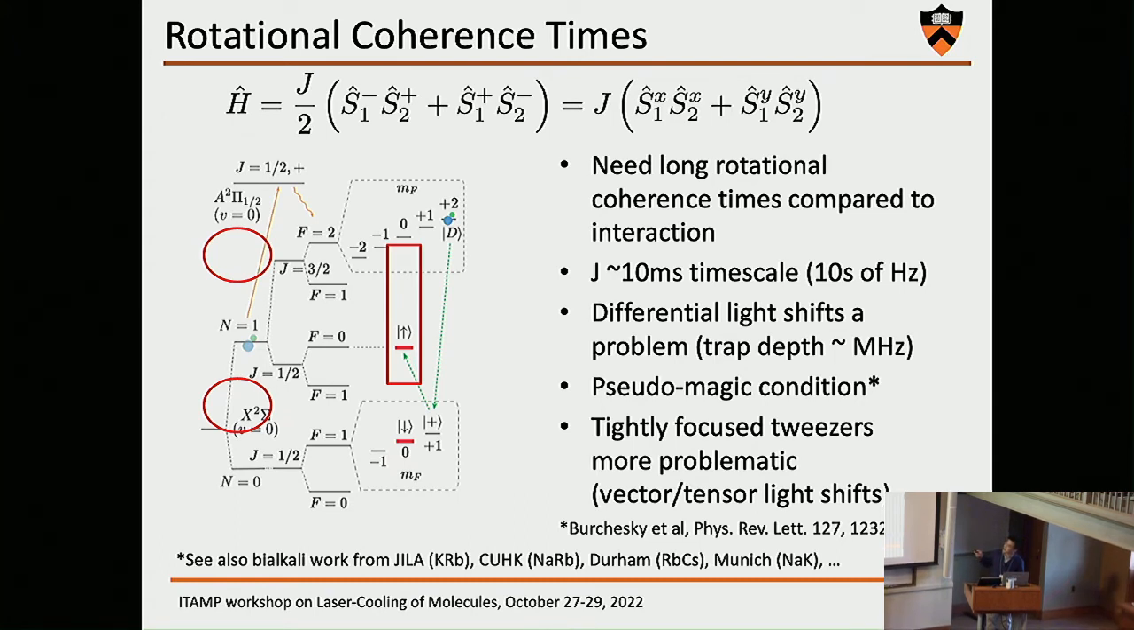But we want coherence times that are long compared to our expected interaction. Now interaction is only tens of hertz to maybe 100 hertz. So this means that we want to minimize the differential light shifts such that the decoherence rate is on the level of, let's say, 2 hertz out of this total trap depth.